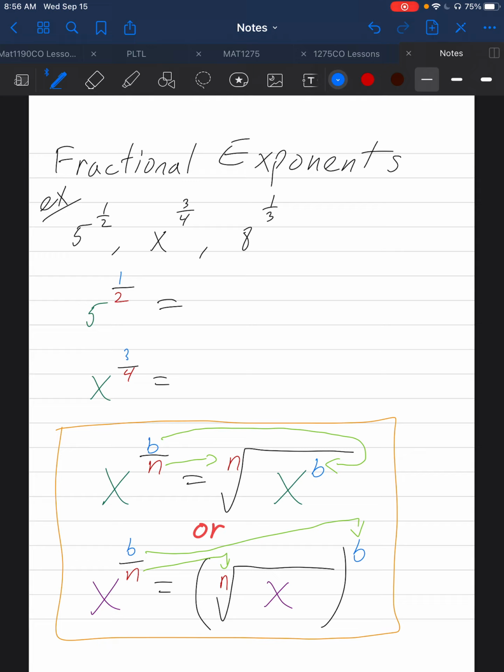So over here, we're going to end up with 5 as our base, raised to the first power, with an index of 2. And this is simply just the square root of 5. So whenever you see an exponent of 1/2, that indicates a square root, right? Once again, the first power exponent doesn't need to be written. The index of 2 doesn't need to be written, so we just have radical 5.